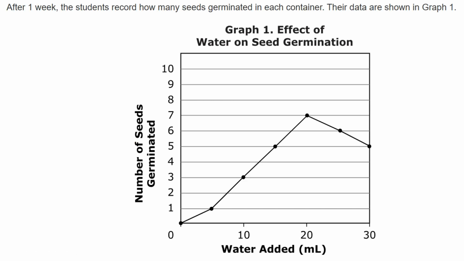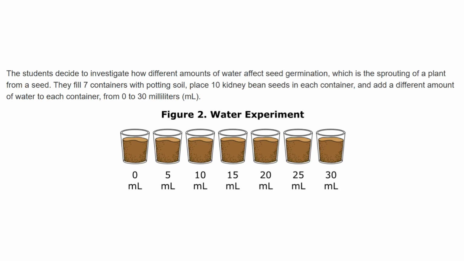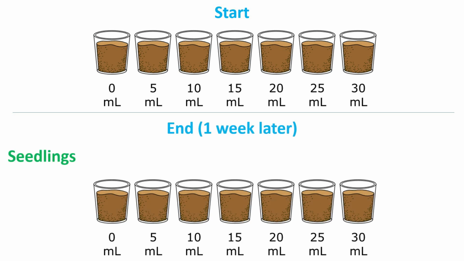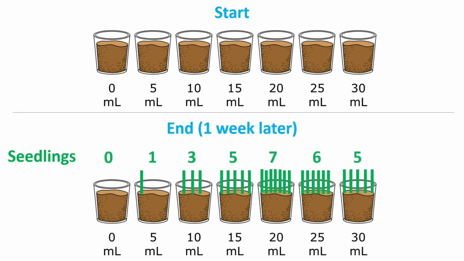This is a line graph. It summarizes the results from the experiment. In the experiment, the students added between 0 to 30 milliliters of water to each container. These are the 7 containers of soil that each have 10 kidney bean seeds. This is at the beginning of the experiment. Here are the 7 containers 1 week later. Although the question did not show us this picture, we know this is what the students saw because this is what the line graph shows us.